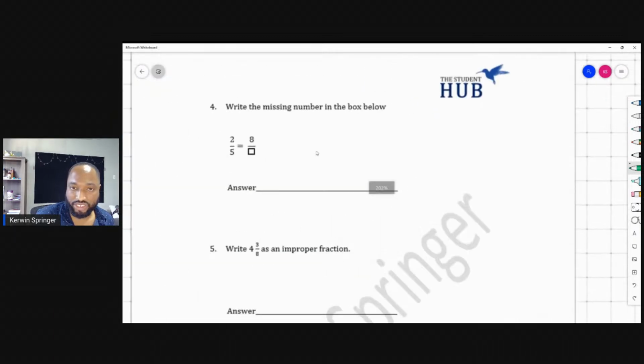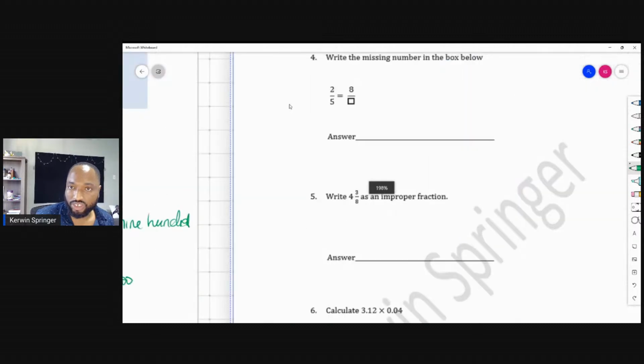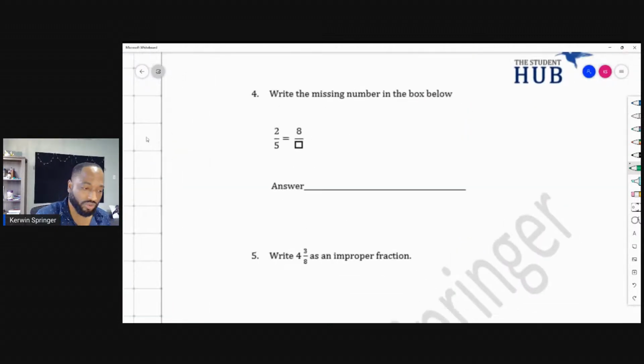Write the missing number in the box below. So what they're doing here is equivalent fractions. A nice equivalent fractions question. Because this went up, you need to determine what number was used to multiply to create this 8. We call it a factor. The factor was 4 because 2 by 4 is 8, or 2 could go into 8 4 times. So it means this also needs to get multiplied by 4. And 4 by 5 is none other than 20.